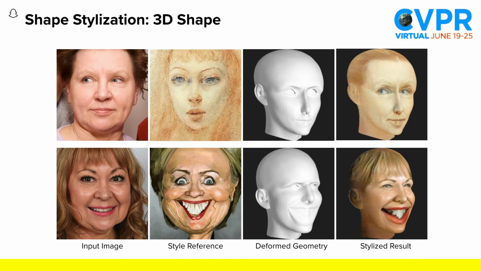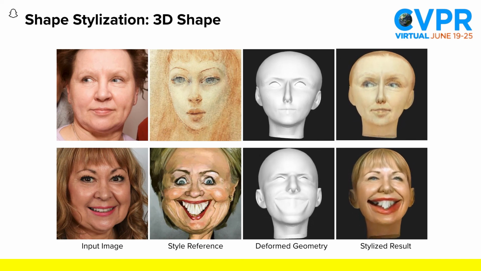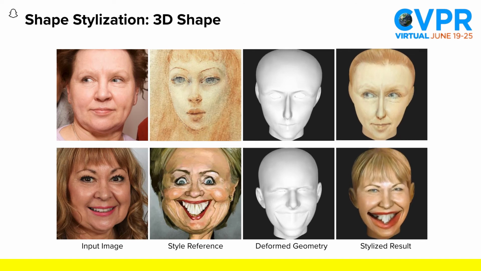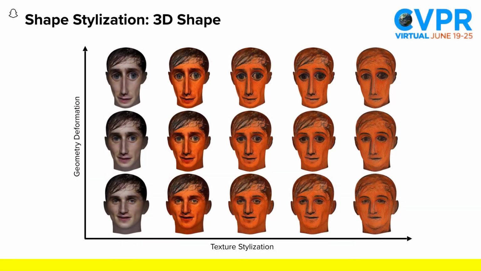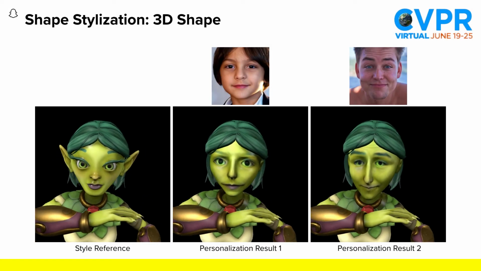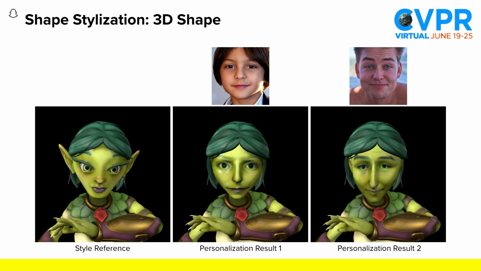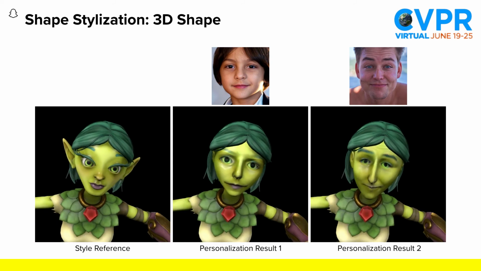This framework can handle joint geometry and texture stylization with a single reference, and the output could be used in various applications from images to 3D animation. The joint optimization framework also allows control over how much stylization is preferred for geometry or texture. We can use these techniques to drive 3D animation with identity preserved from the input face.